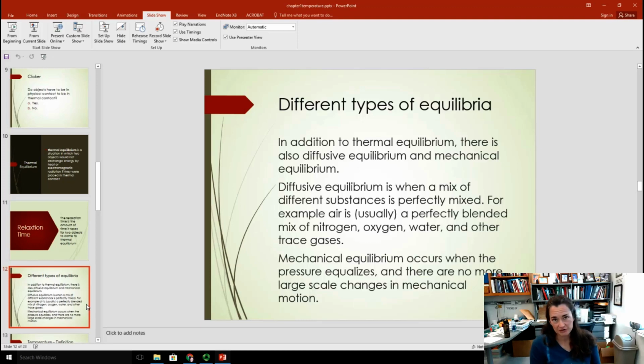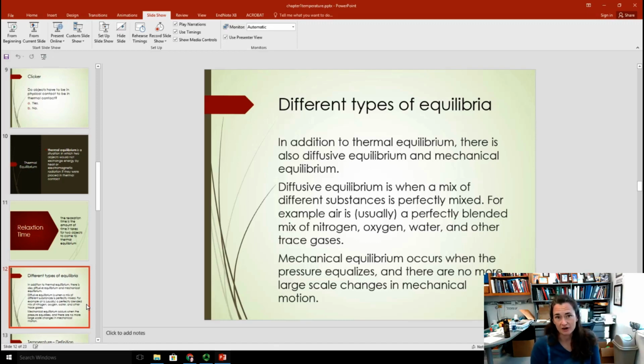It might interest you to know that there's not just thermal equilibrium, that there are other types of equilibria that we're going to be talking about throughout this course. In addition to thermal equilibrium, there's also diffusive equilibrium and mechanical equilibrium. Diffusive equilibrium is kind of what you see when you pour cream into your coffee. Eventually, the cream will diffuse all throughout the cup, and it'll be a nice milky brown color uniformly. If you want to hurry that up, you can stir it and force the cream to spread throughout the cup of coffee, and then it happens much faster.